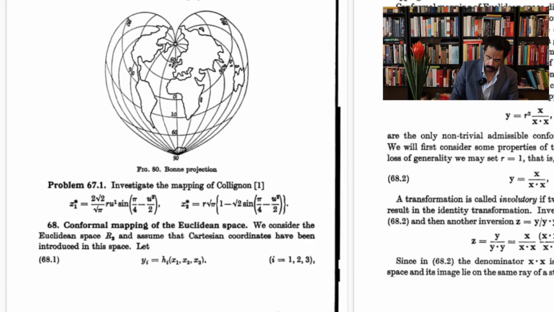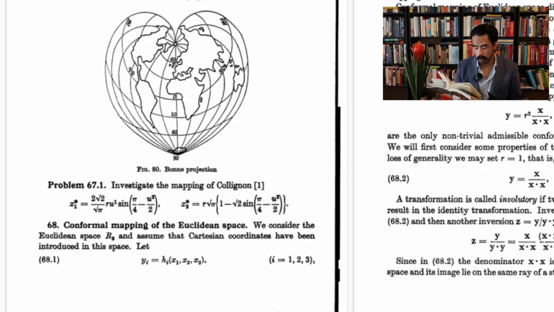So on that note, let's finish up reading Chapter 6, Conformal Mappings, from Differential Geometry by Erwin Kreyszig. We are in Section 68, Conformal Mapping of the Euclidean Space. We consider the Euclidean space R3 and assume that Cartesian coordinates have been introduced in this space.